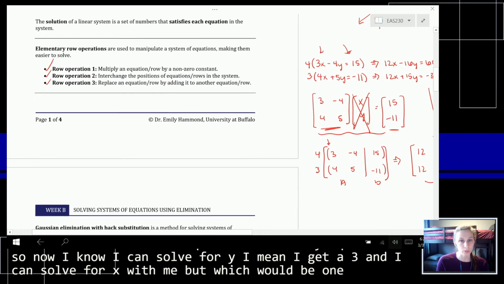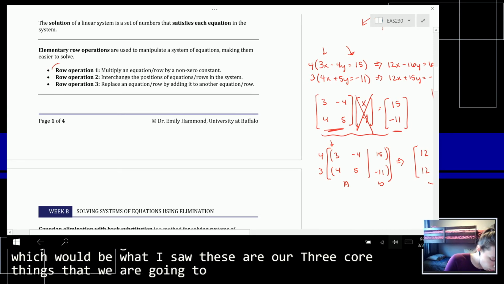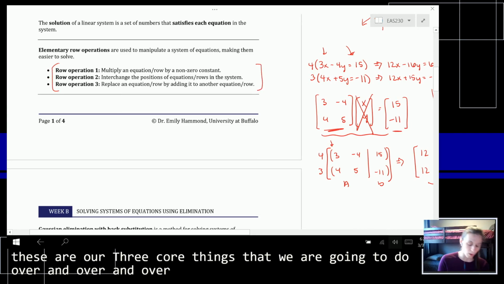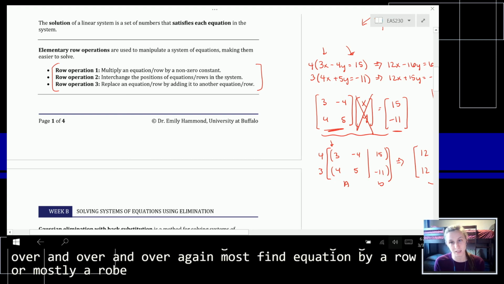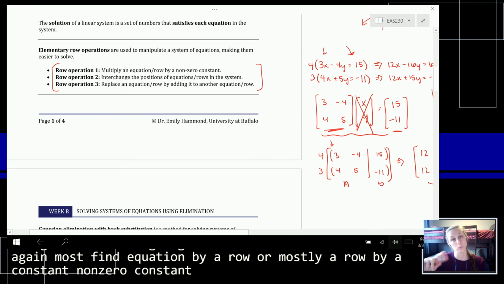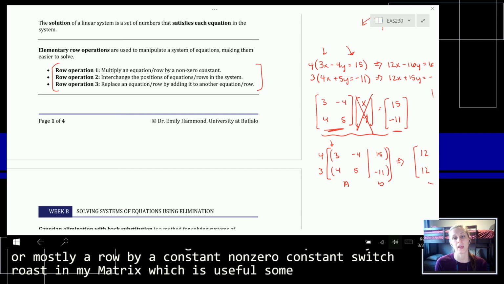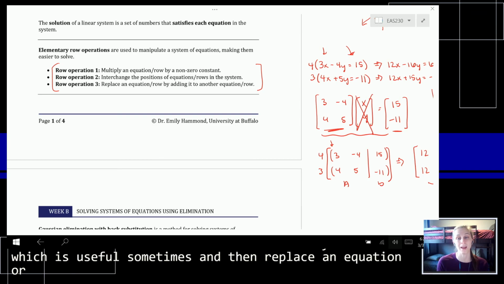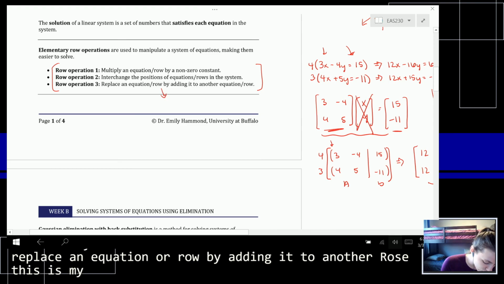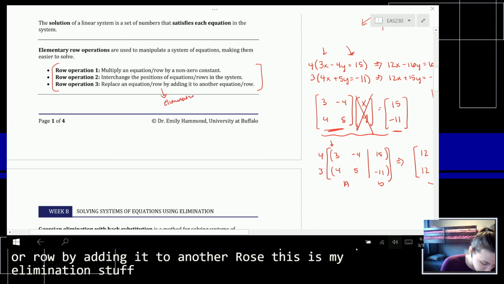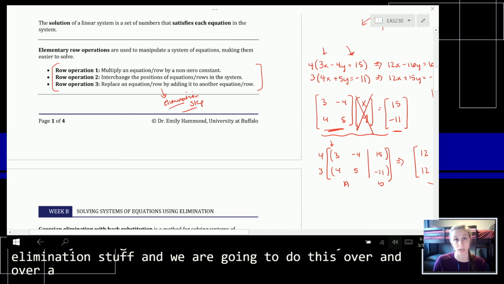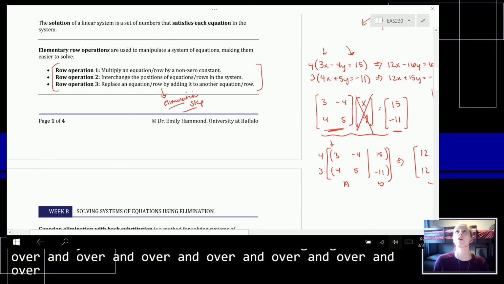And so these are our three core things that we are going to do over and over and over again. Multiply an equation by a constant, or multiply a row by a non-zero constant. Switch rows in my matrix, which is useful sometimes. And then replace an equation or a row by adding it to another row. This is my elimination step. And we are going to do this over and over and over again in this class until you are sick and tired of it.